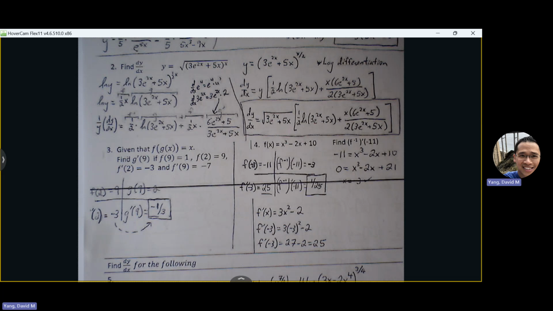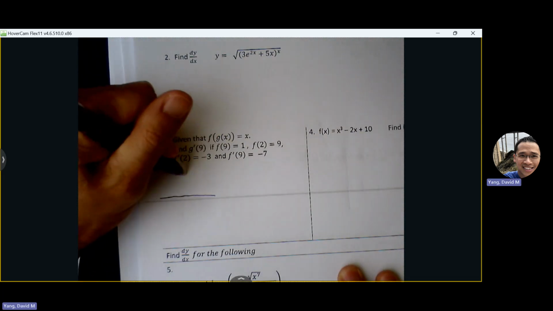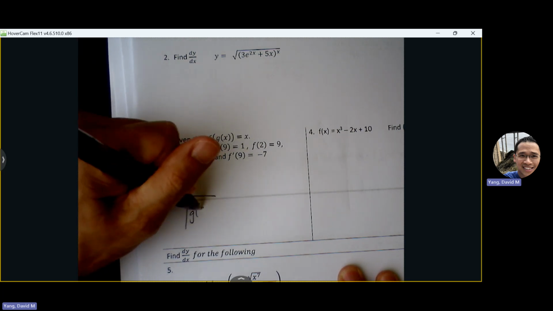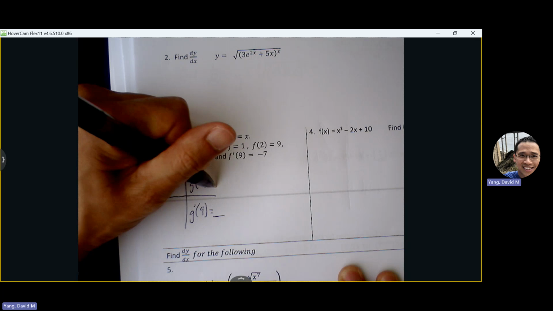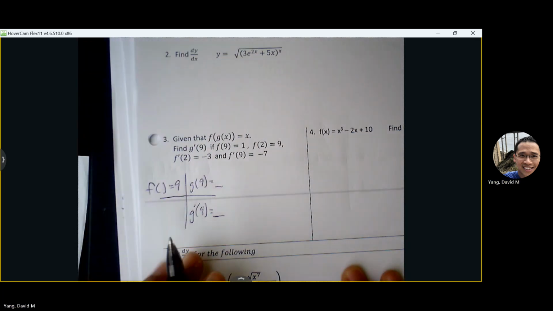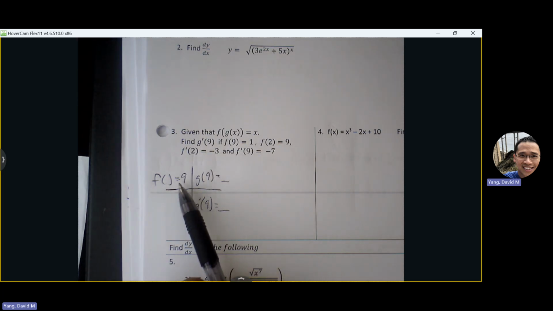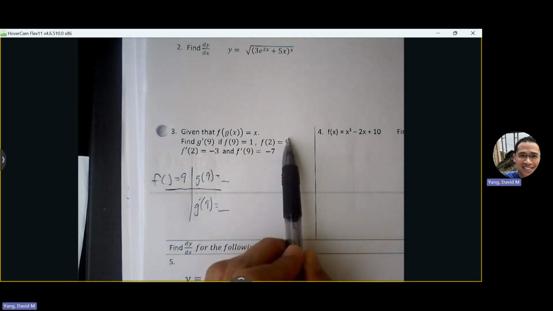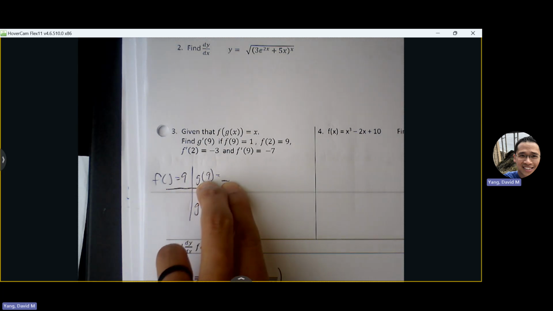Okay, number 3, we know we can start off our table this way. If we're looking for g prime of 9, we can fill it up to this point without knowing the rest of the problem. So whatever number they give you is always the y value of the function that you're working on. So f of 2 equals 9 is going to be the ordered pair that fits. So there's a 2, 9 here, which means there must be a 9, 2.